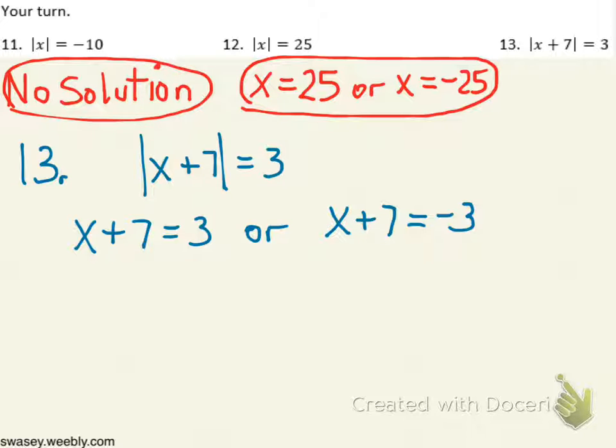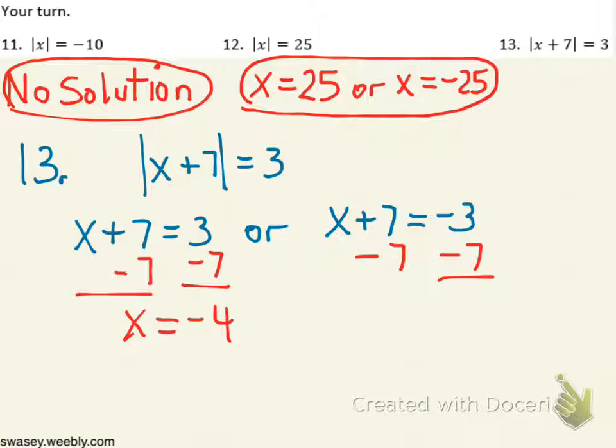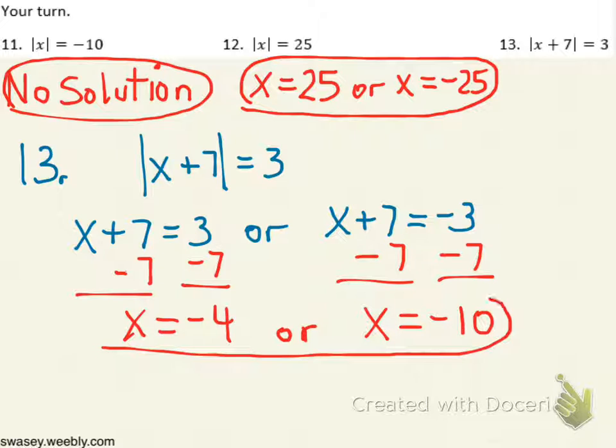To get rid of plus 7, subtract 7, and we get negative 4. For the other equation, to get rid of plus 7, we can subtract 7, and we get negative 10. So we have two solutions. x equals negative 4 or x equals negative 10. You can check both of those by substituting them back in.